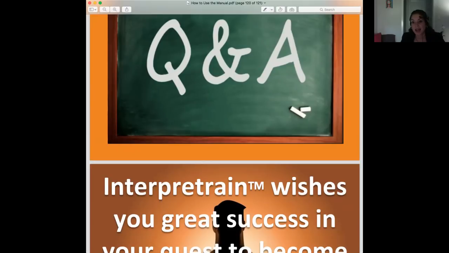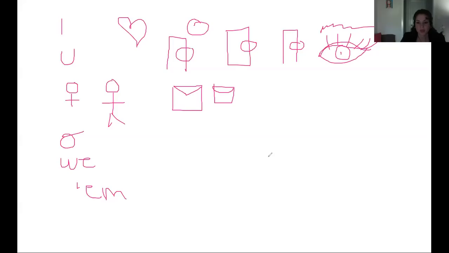Jackie says it looks like my house symbol. Oh, so let me share with you guys my house symbol. Let me clear this. This is my house symbol. So this is people, the people symbol that Jackie uses. Is that right? Okay, cool.